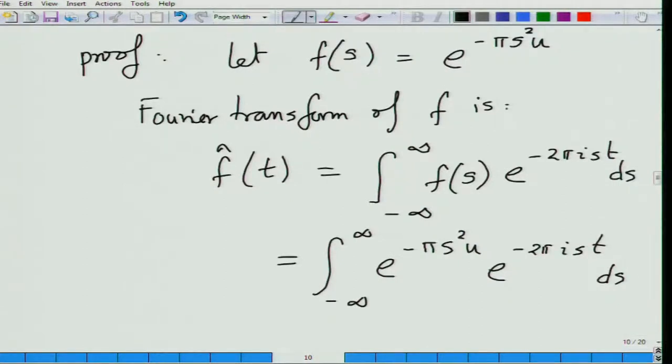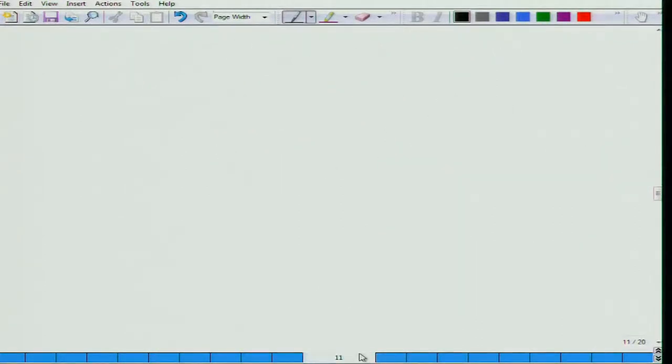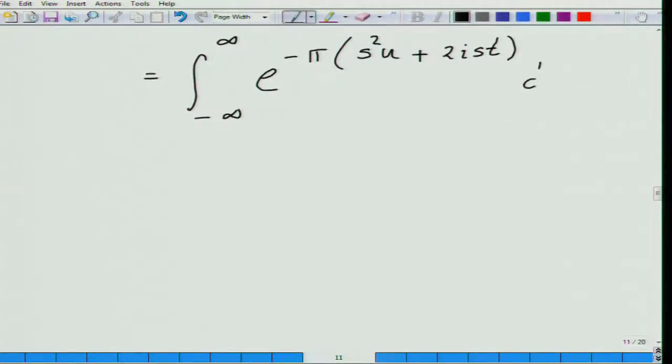Now, for that, we will use a little trick. Just observe here, there is a pi here and a pi here, so pi can be taken out in common. So, let's write this in a slightly simpler form. Minus pi, then you have s square u plus 2 i s t.